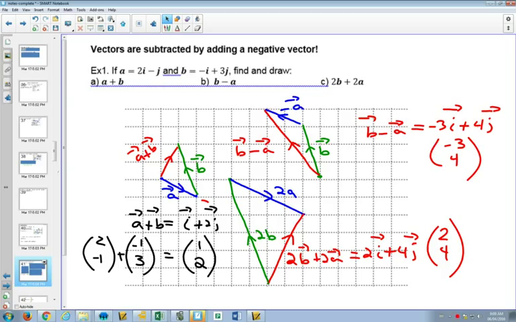And for those of you that take physics, you've probably seen this kind of idea in physics, right? When you have something pushing on an object in one direction, something pushing on an object in another direction, what direction does that object end up going or moving? Or what is the resultant force on that object? Well, that's just putting vectors together.